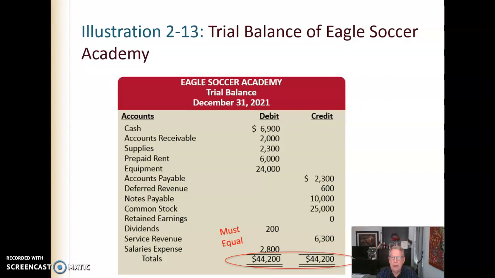And there she is, the trial balance. And as you can see, it's listed with our assets first, our liabilities second, our stockholders' equity third, along with dividends, and then our revenues and expenses. And at the end, the debits must equal the credits. Anytime we do a trial balance, the debits equal the credits. Okay. Everybody good on that?